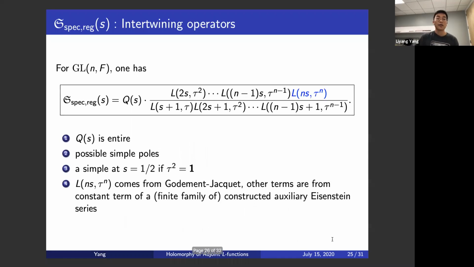And the second term, the constant term from the Eisenstein series, would be of this form, and the Q of s is entire. It's the sum factor from the integral representation. And you can read out possible simple poles from this expression. In particular, it's a simple pole at the center if tau squared is trivial, namely when tau is trivial or tau is quadratic. And this blue colored function comes from the Eisenstein series.